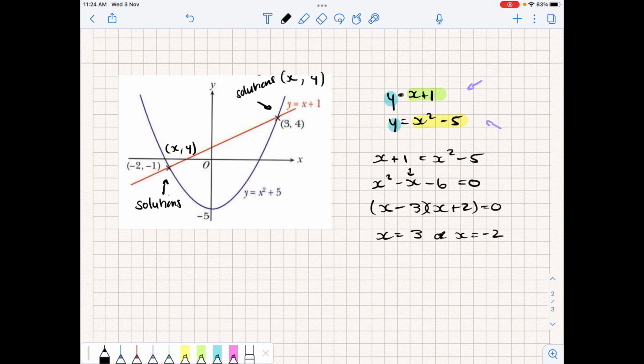So I would say just use the easiest of the two. The linear one's normally going to be easier. So if x is equal to 3, I can see that y is equal to 3 plus 1, so that's 4. And if x is equal to negative 2, then y is equal to negative 2 plus 1, which is negative 1. And it could also be useful to write your answer in coordinate form like this, with our x and corresponding y coordinates together.